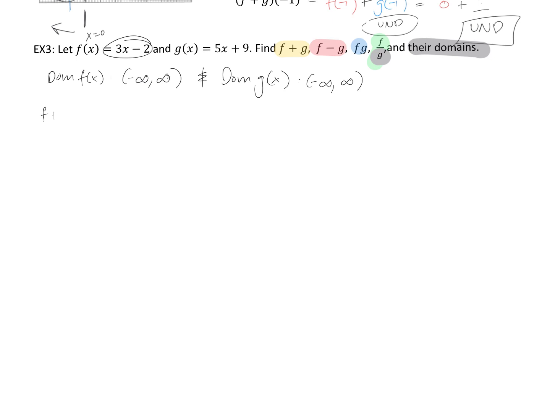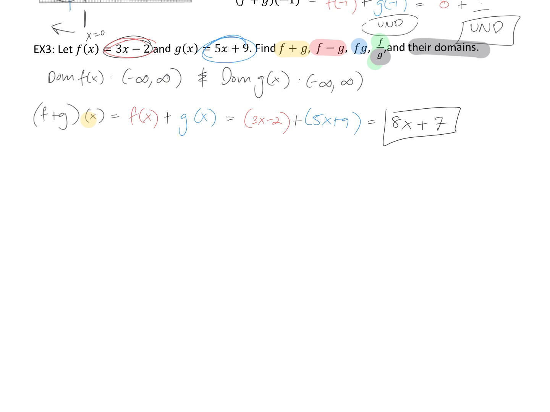Let's do the addition. F plus g of x. So this time we don't have an input number for x. We're just given generic x, but that's okay. We can still do the same process as we did before. So again, I'll let f be red, and I'll let g be blue. So this is going to be f of x plus g of x, which is going to be 3x minus 2 plus 5x plus 9. And then we can add like terms, and that's going to be 8x plus 7. So there we have f plus g of x.